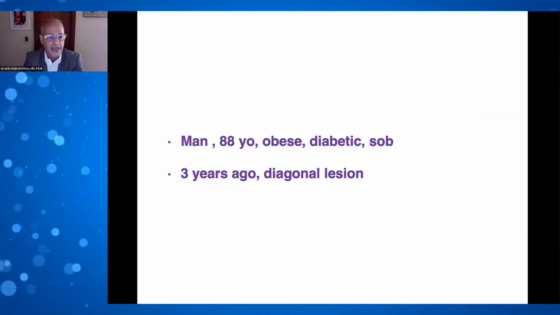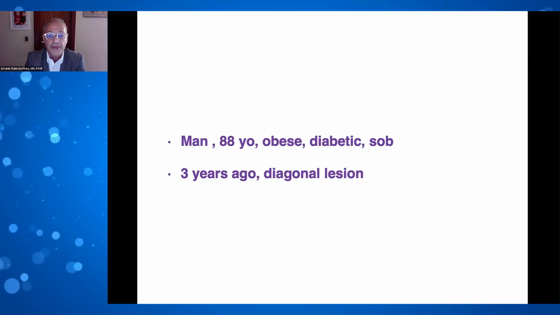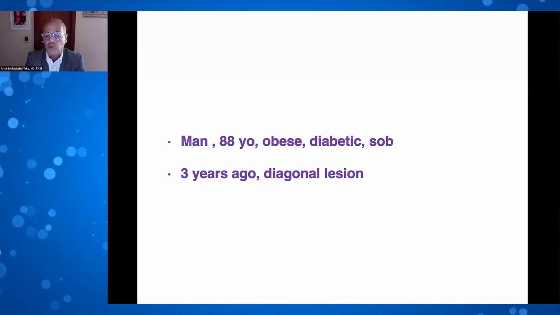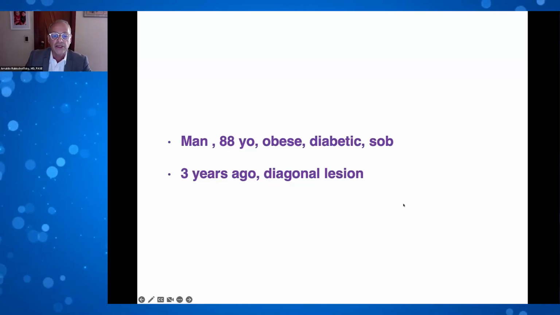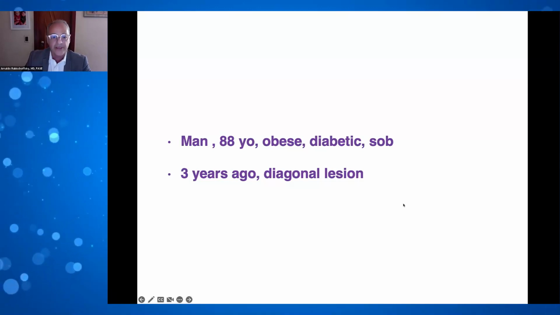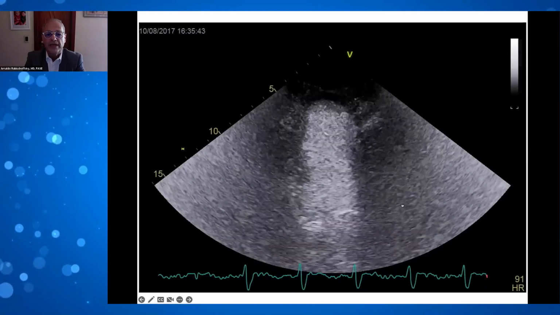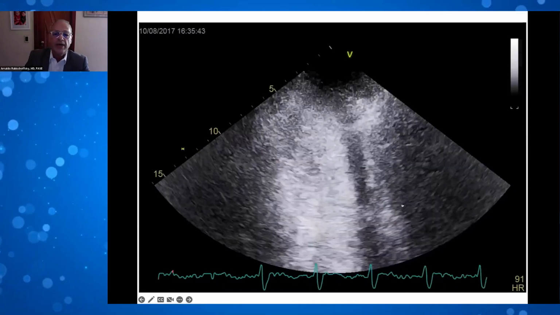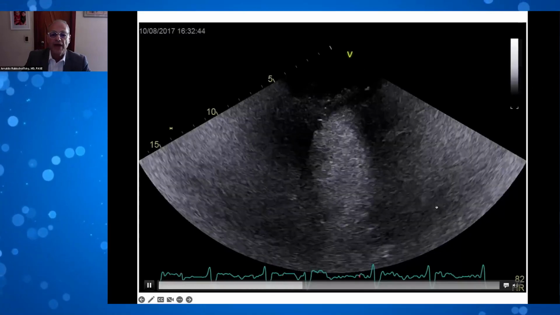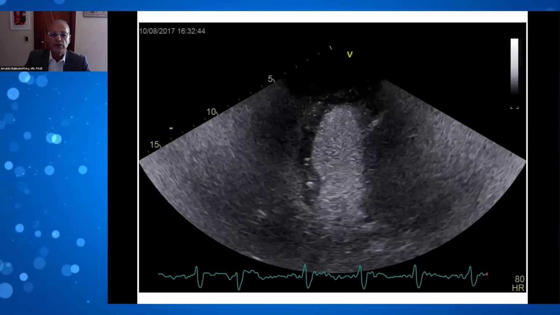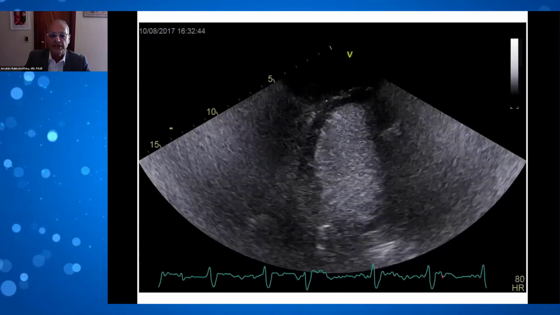Let's show a few examples. This patient is a man, 88 years old, obese, diabetic, with shortness of breath. 3 years ago, he had a lesion in the diagonal artery. So we do the perfusion. You can see that there is no perfusion in the apex now. Again, we do the flash and there is no perfusion in the region of the left anterior descending artery.